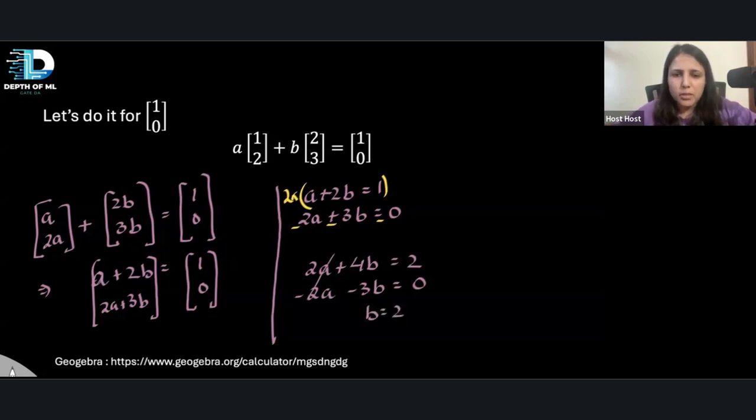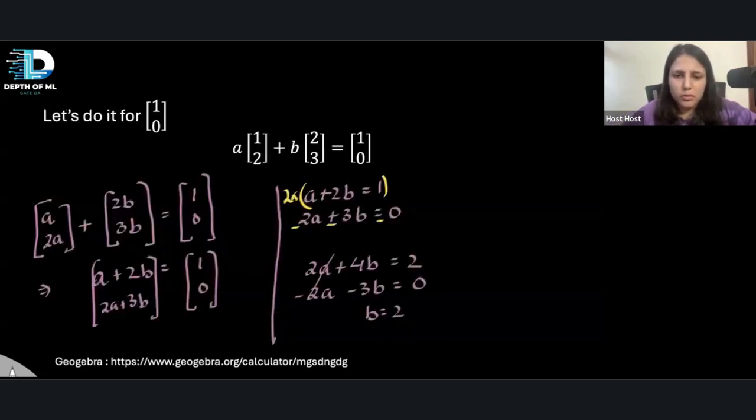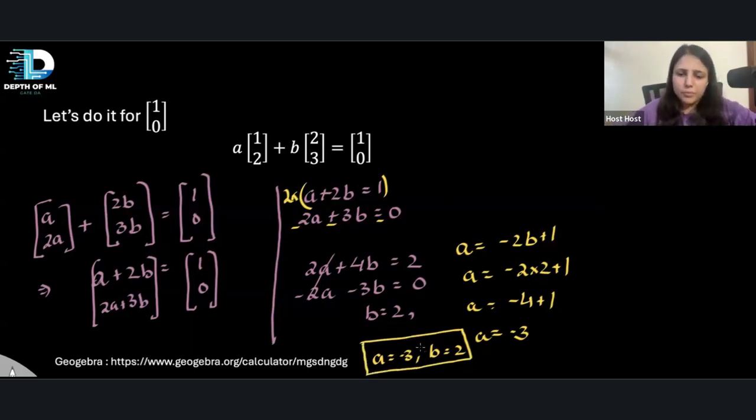Fine. And we can do similarly for (0, 1). So you can do that at your home. Oh, I have not computed the value of a. So b is equal to 2. Let me compute the value of a here. a is equal to minus 2b plus 1. So a is equal to minus 2 into 2 plus 1, which is minus 4 plus 1, so this is minus 3. So I got the values: a is equal to minus 3 and b is equal to 2. I solved this from whatever we know in our linear algebra class.